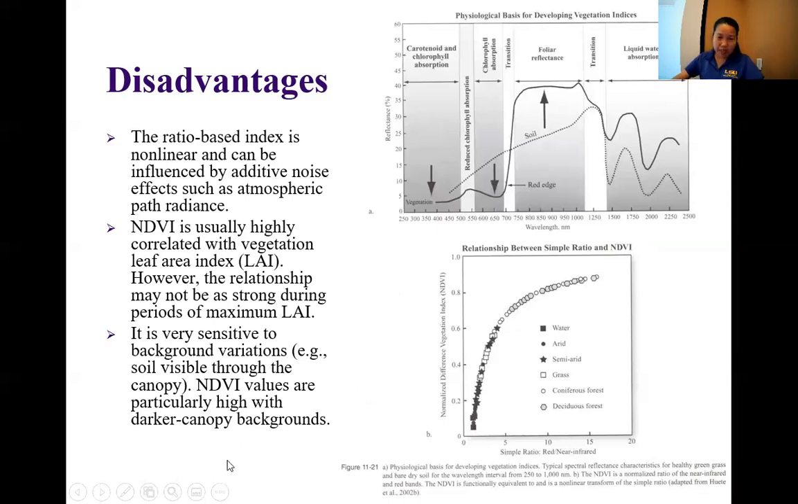And also it is very sensitive to background variation. So the NDVI value is known to be sensitive to background variation, especially the soil visible through the canopy. For example, a lot of agriculture sites plant vegetation in rows, or in the early stage when the leaf area is low, you can see through to the ground. So is it all just soil beneath your canopy, or do you have a lot of underlayer grass? That all has an impact on your index.